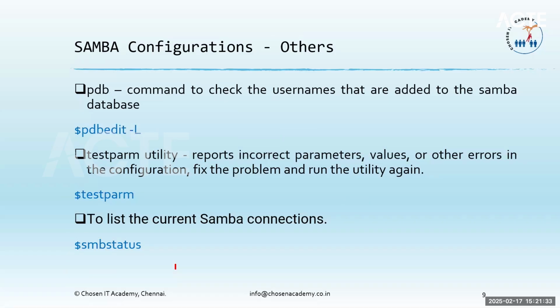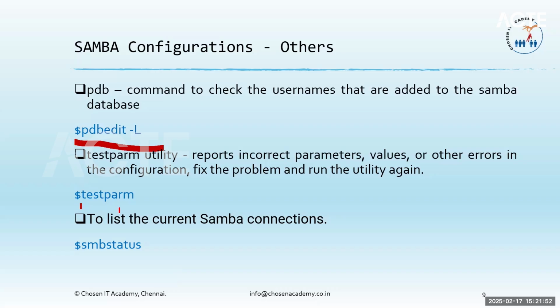And some more commands are there. In case you want to see the SAMBA server level user database, you can give pdbedit -L. This will list down the user names that are configured at the SAMBA server. So that's one command which is quite useful.